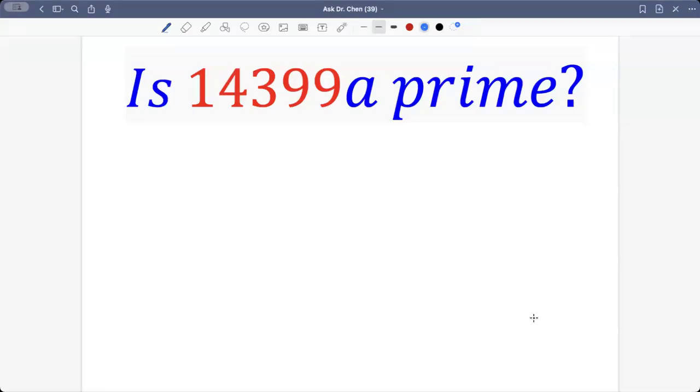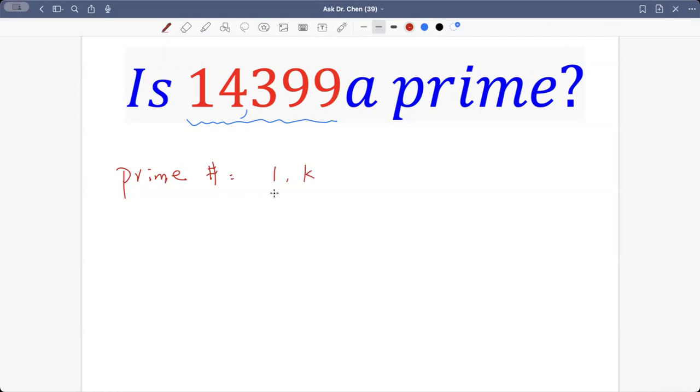Let's see this question. This question is asking, is this number 14,399 a prime? So let's remember prime numbers. Prime numbers means they have two factors. One factor is 1, and the other is itself. So whatever the number is, let's say the number is k, a prime number has two factors, 1 and itself.